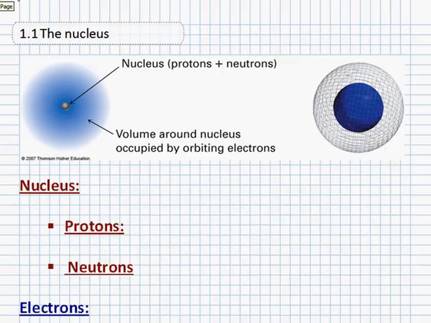Let's start with section 1.1. That's about the nucleus. So this will be review from any other chemistry class that you've taken before, but it's still important that we have this down. I have some structures here.